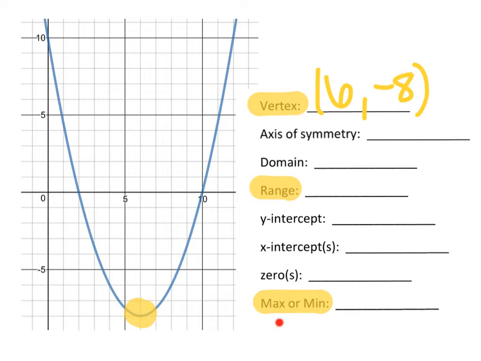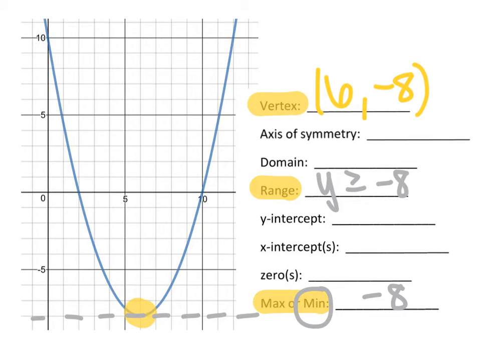So let's skip down to max or min. Well, if I'm finding the max or min, I'm looking at the bottom of the graph. This is the lowest point, so it's my minimum value. And then I'm going to draw a dashed line wherever this minimum is so we can figure out that value. And it is at negative 8. My range then is going to be y's that are greater than or equal to negative 8.